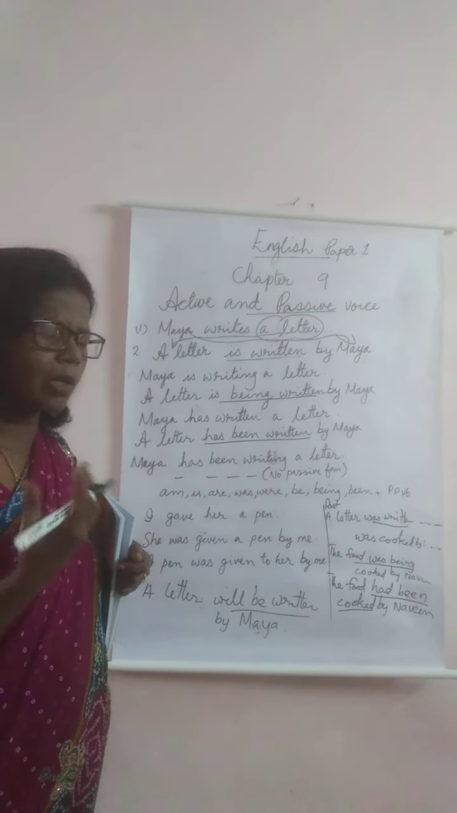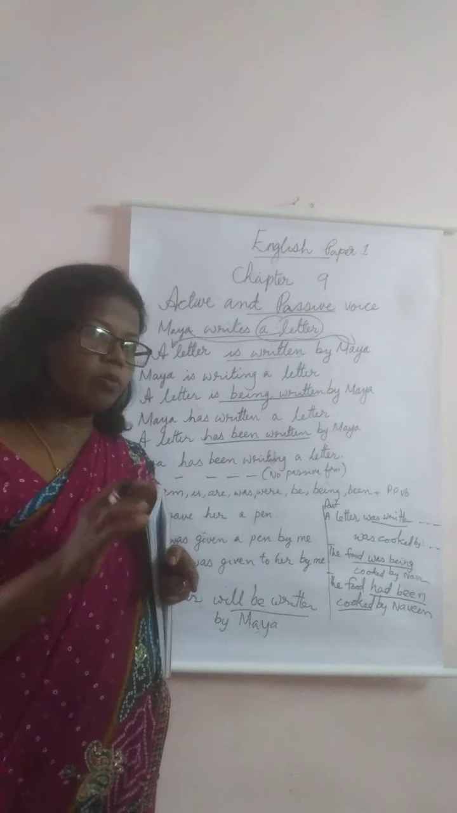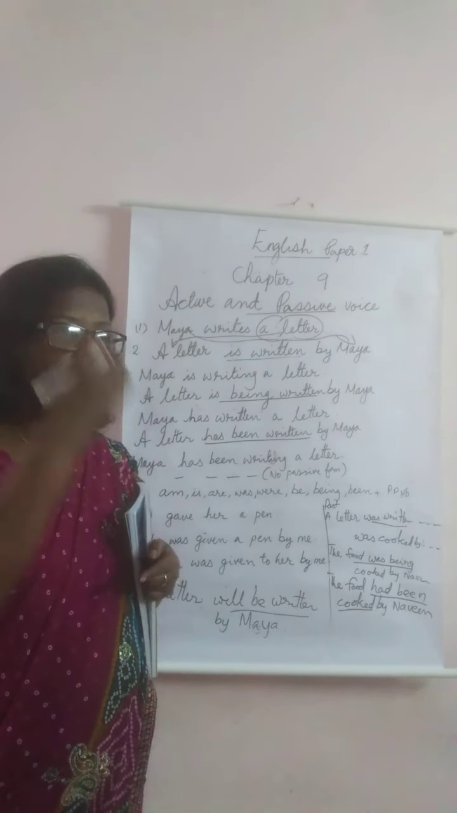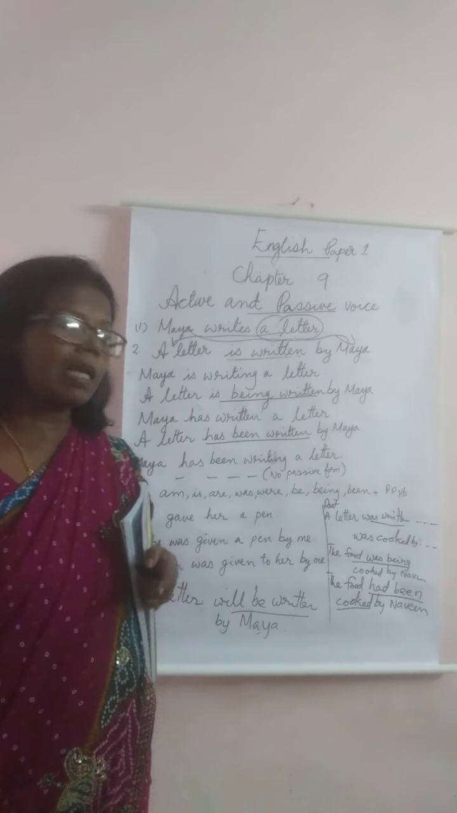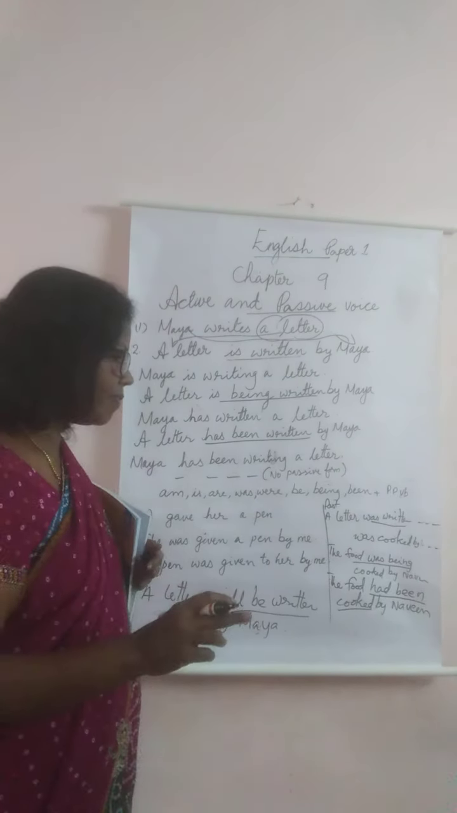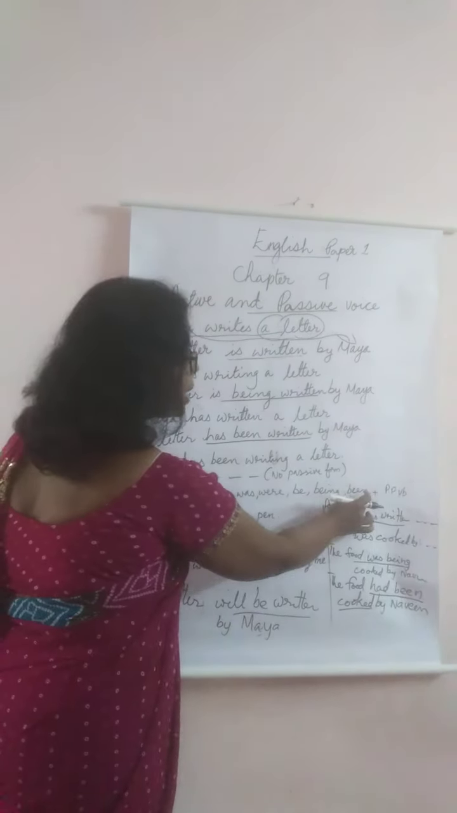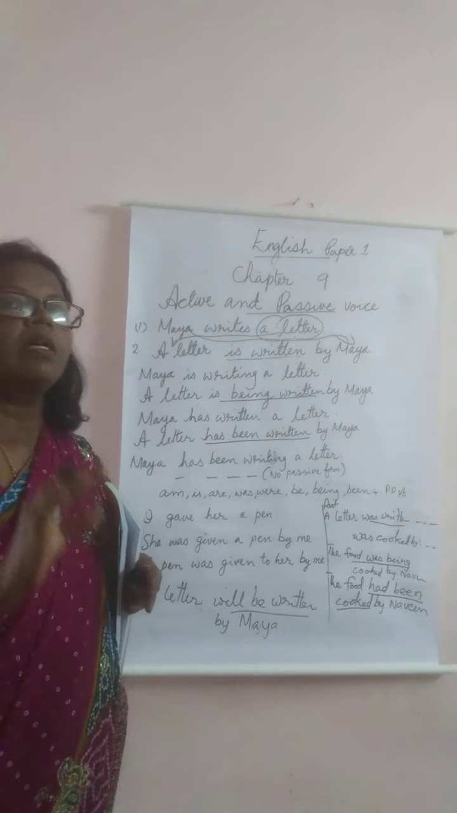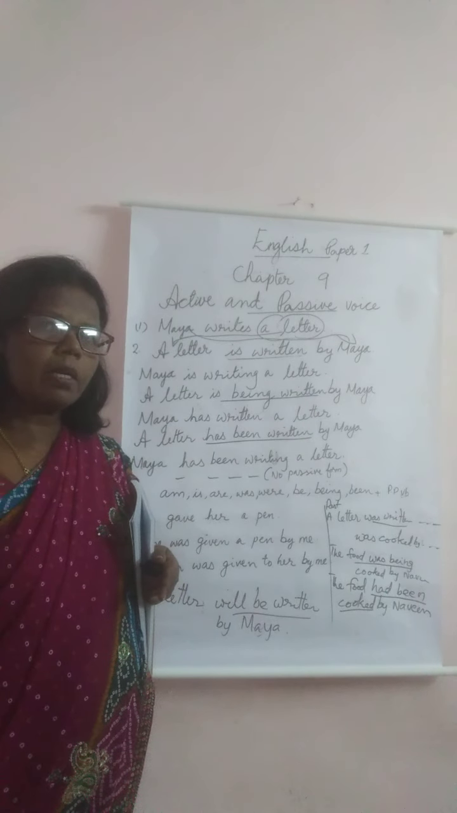Then future continuous. Maya will be writing a letter. No passive form for future continuous. And next is future perfect. Maya will have written a letter. So, in perfect tense you have to use what? Been. So, a letter will have been written by Maya.